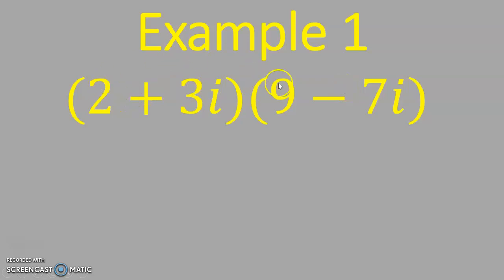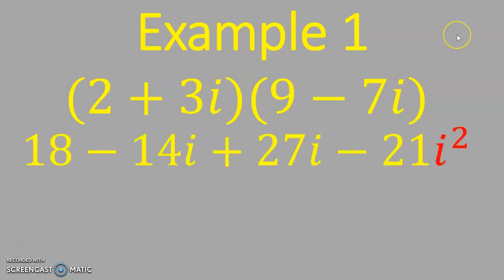So 2 times 9, 2 times -7i, 3i times 9, and 3i times -7i. Some people call that the FOIL method. And as you notice here, when we do that, 2 times 9 is 18, 2 times -7i is -14i, and so forth. Over on the right-hand side, we get -21i squared, because there are 2 i's when we multiply here.